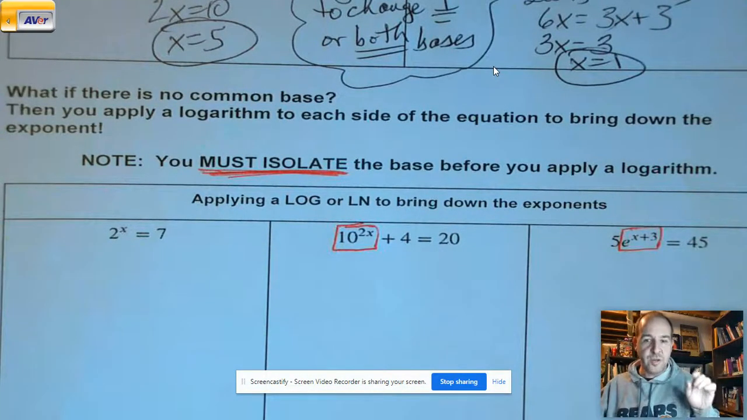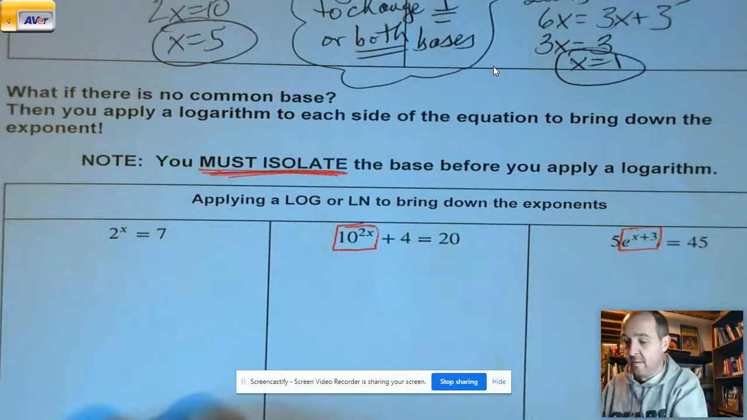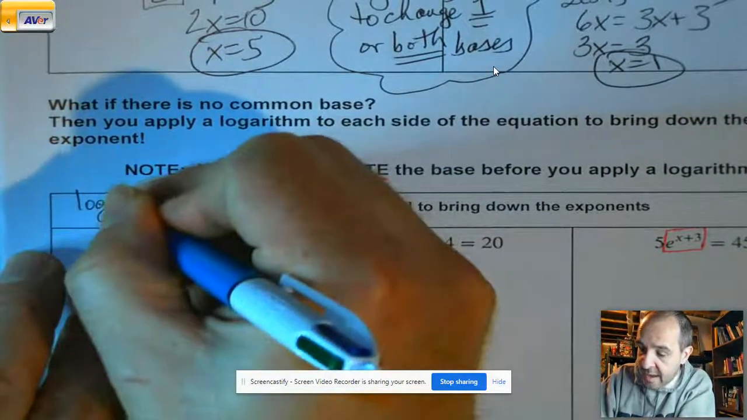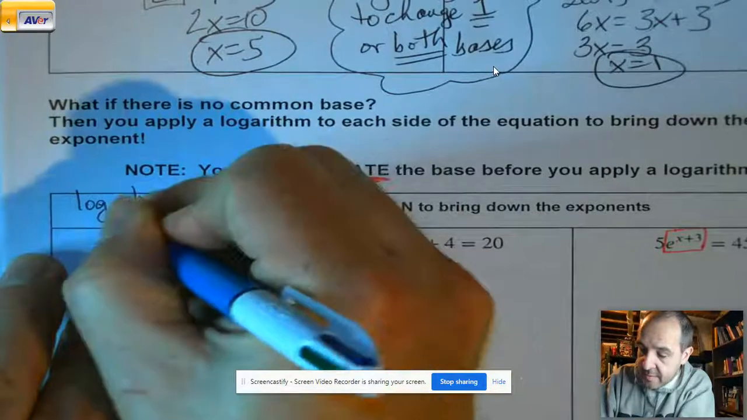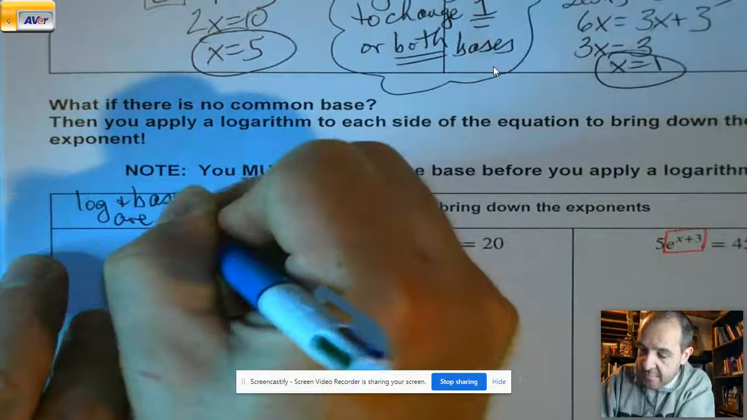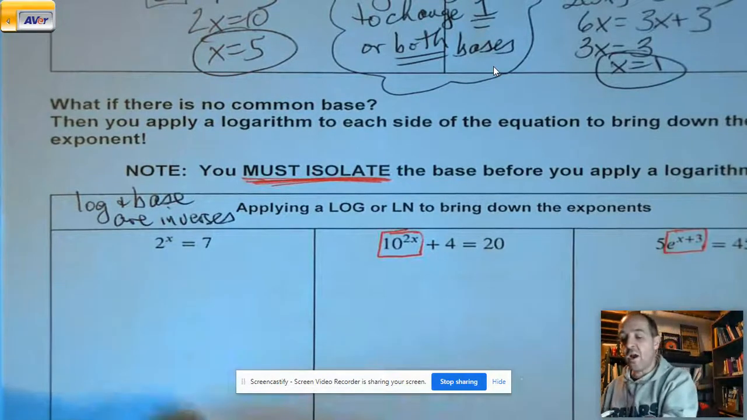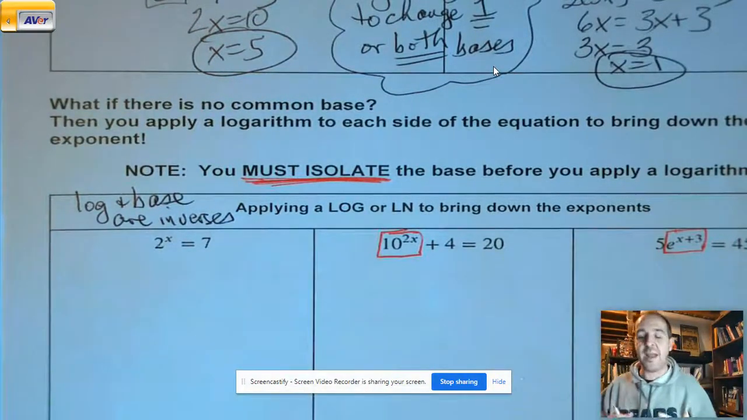So once I do, here's what I've got to keep in mind. Reminders of some things. A log and its base are inverses. They are opposites. So here, if I want to get that 2 out of there, I can't divide it. That's not 2 times x, it's 2 to the x power.